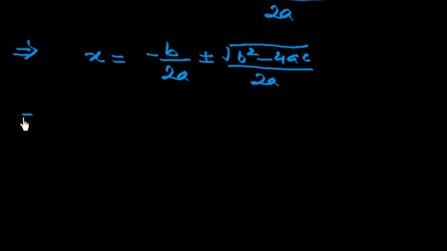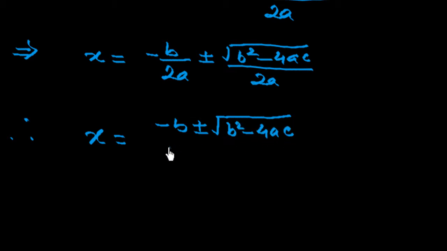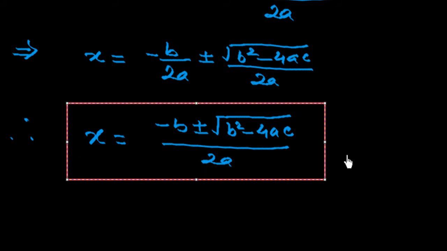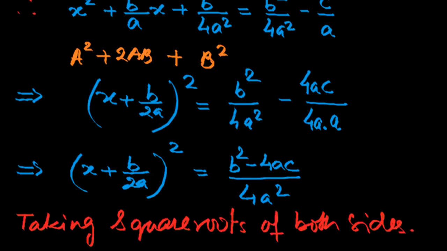Now we get here finally, therefore x is equal to minus b plus minus root b square minus 4ac over 2a. So this is our formula to find out the value of x. First we take the positive sign, then the negative sign, and we get the two values of x in this way. So this is the derivation of the quadratic formula.